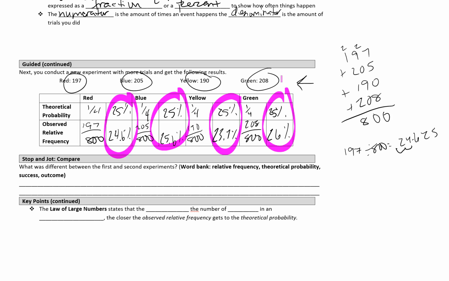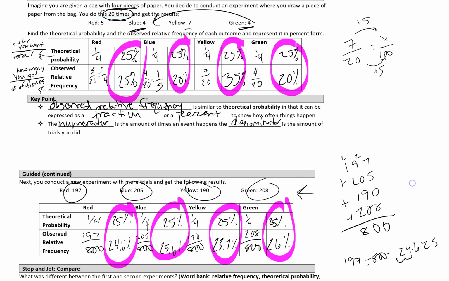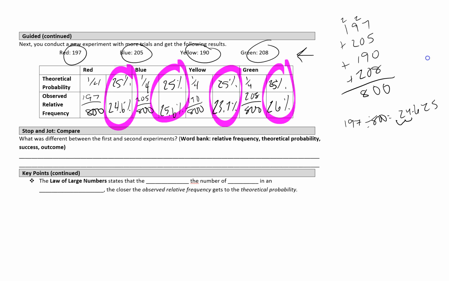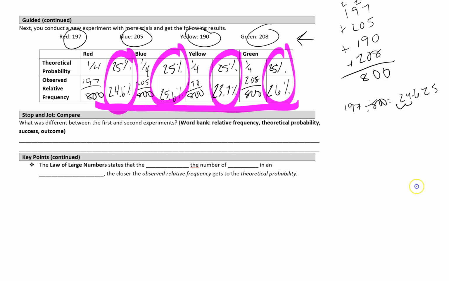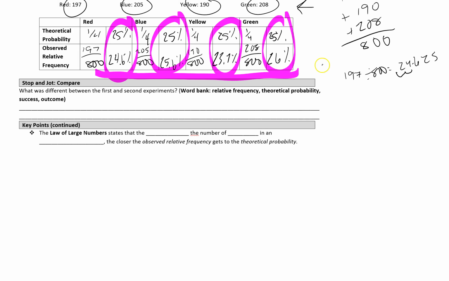So what I want you guys to notice is how close these numbers got to 25. So 24.6 compared to 25, 25.6 compared to 25, 23.7 and 26. Got a lot closer than where we were before. Before we had 25, 20, 35, and 20. Those were further away than these trials down here. So this is a really cool thing called the law of large numbers. And basically, this is our second key point, so you guys are going to have to skip down a little bit in your packet to find this.